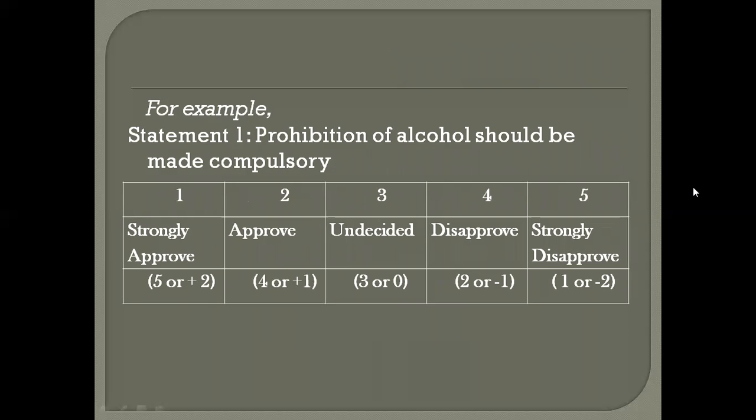Say statement, prohibition of alcohol should be made compulsory. So, say I want to do research on the effects of alcohol and the attitude of people towards alcohol. So I put one statement that prohibition of alcohol should be made compulsory, and I can know the attitude of people towards this statement. So how we will know? Strongly approve. If somebody approves strongly, then we can give 5 points or plus 2 points. If somebody only approves, then we can give either 4 or 1. Then if it is undecided, maybe neutral, they might approve also, they might disapprove also, they are not very sure, they are in the middle. So it is undecided or neutral, we can give either 3 or 0. Then disapprove will be 2 or minus 1, and strongly disapprove will be 1 or minus 2. So this is how we formulate a Likert scale.